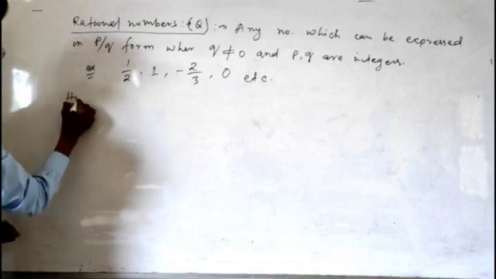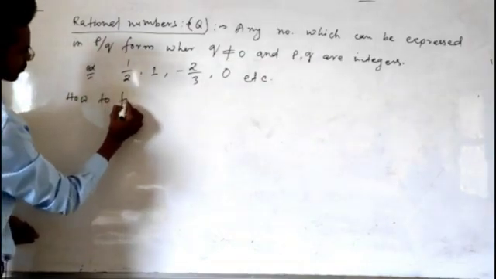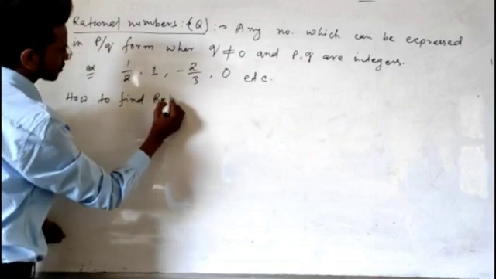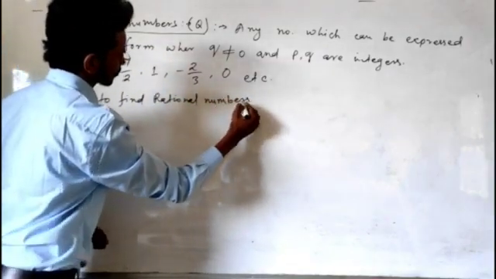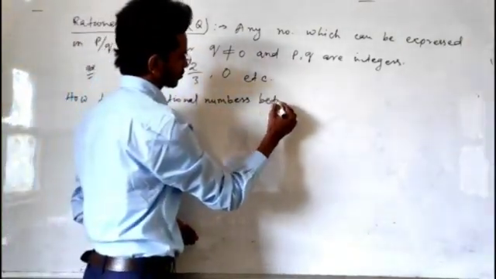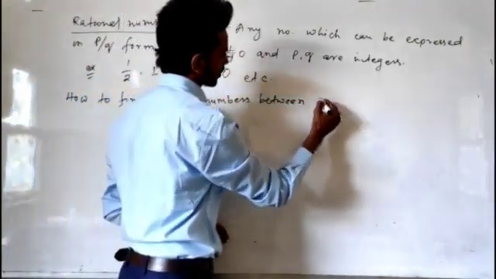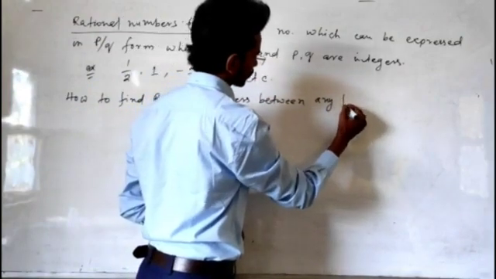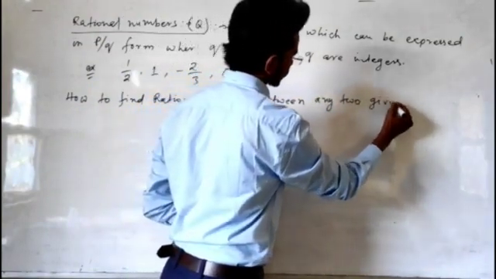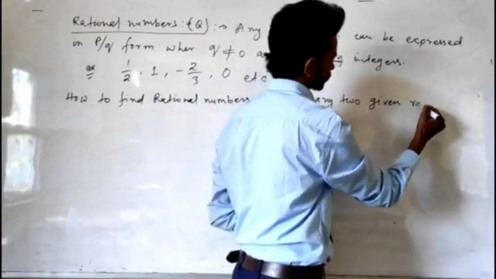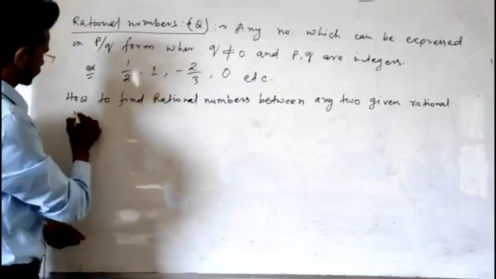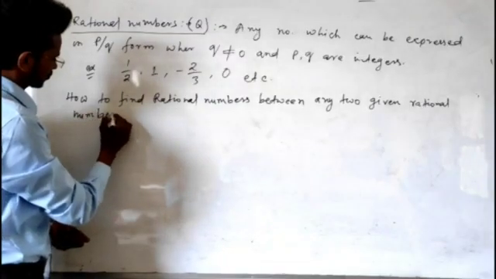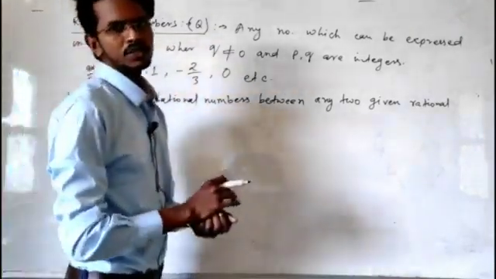Topic: how to find rational numbers between any two given rational numbers. For this, we will take one example.